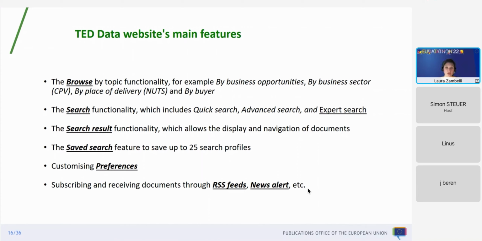You have the search functionality, which includes the quick search, the advanced search, and the expert search. We will see more of this together later on. You have the search results functionality, which allows the display and navigation of documents. You can save your search, up to 25 search profiles. This could be very useful for you. You can customize your preferences and subscribe and receive documents through RSS feeds and news alerts.